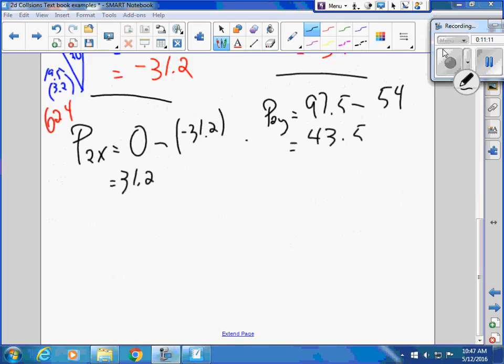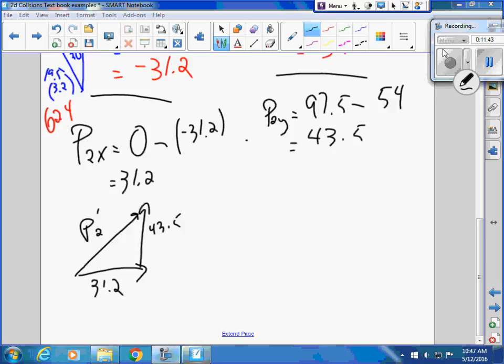Now I got to take those components and do what? Put them back together, right? So I got 31.2 is positive. So we're looking for the final velocity. We need the final momentum of rock 2 so we can find the final velocity of rock 2. So 31.2 to the right and 43.5 up. And that is the momentum of rock 2, the final momentum, right? P2 prime.